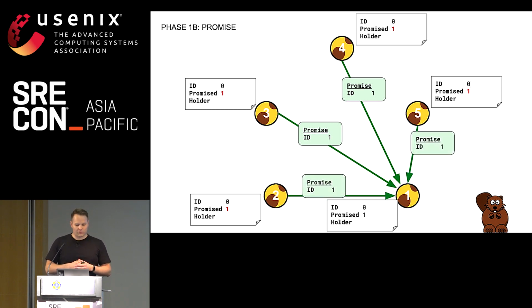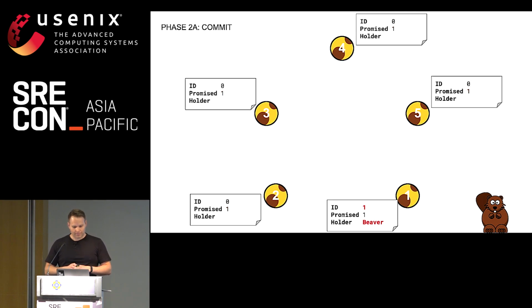Sure, I promise you the value 1. If you start a Paxos run with the ID number 1, whatever you propose as a value, I will accept it. Now comes the commit phase. So the instance number 1 now knows that all the others are fine with that run. It sets the internal value for ID to 1, because that is a run that is now going to start. And it sets the value for holder to beaver. So the first instance already has the value.